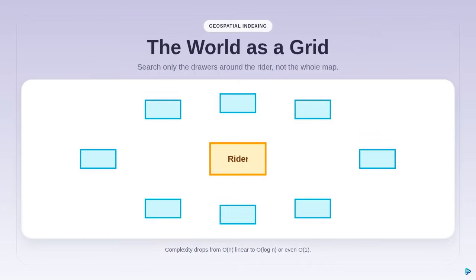This is where geospatial indexing comes in. Instead of treating the world as a flat list, we divide it into a grid. Think of it like a giant cabinet where every drawer represents a specific geographic area. When a rider requests a trip, we only look in the drawers immediately surrounding them. This reduces our search complexity from linear to logarithmic or even constant time.